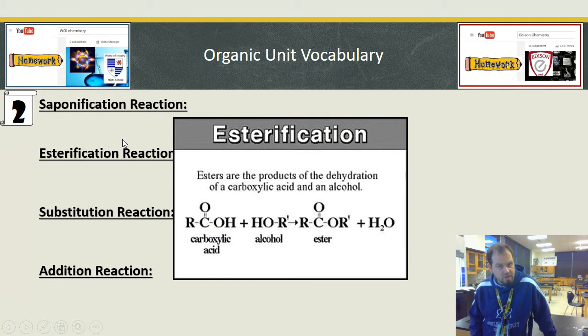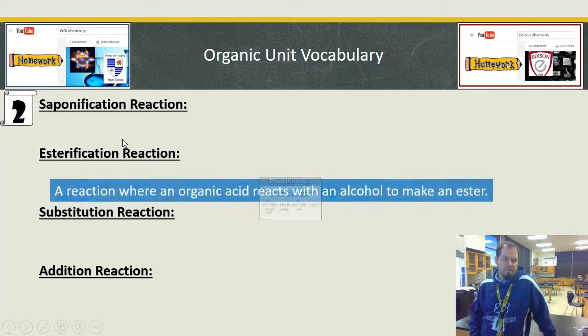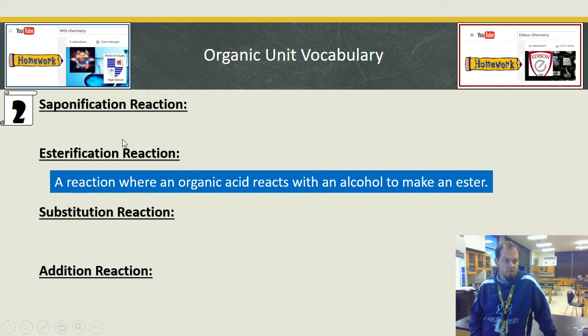Esterification is going to make an ester. You don't know what an ester is yet, but we will get there. We have to figure out what those are with the functional groups. Once you figure out what an ester is, you can understand that I have an organic acid reacts with an alcohol to make an ester. If I make an ester, it's esterification.